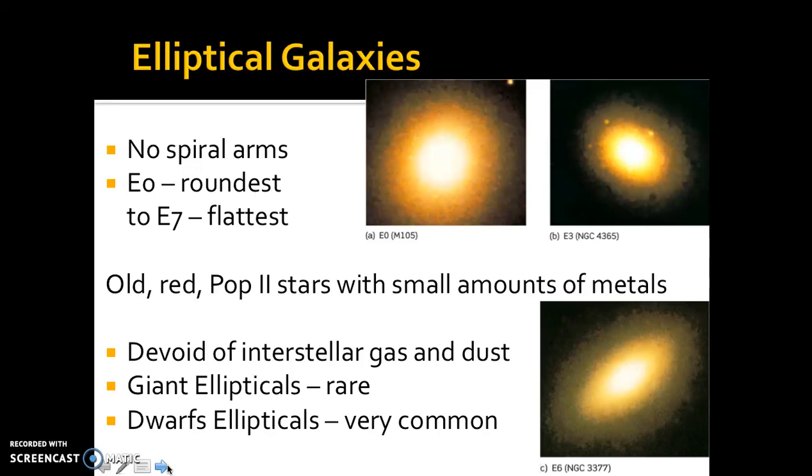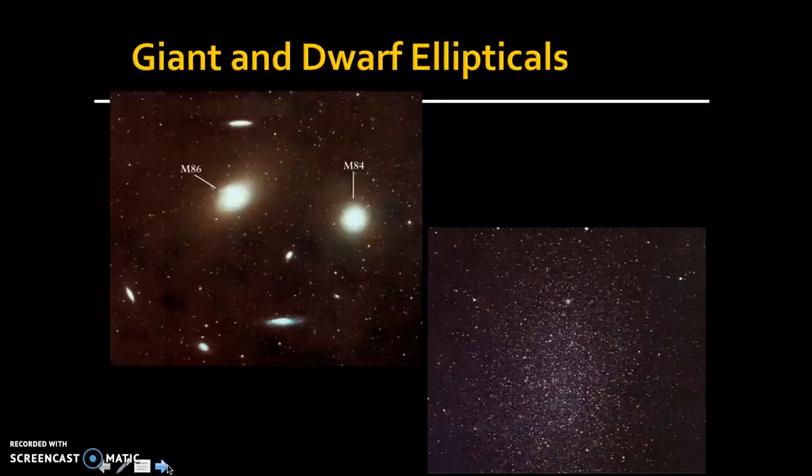So elliptical galaxies are pretty unique, okay? One of the main unique things about them is they are devoid of interstellar gas and dust, meaning that they don't have a lot of interstellar gas and dust. Instead, they are made up of old population 2 stars with small amounts of metals. So these are like old, red, and dead galaxies, okay? We see two main types of elliptical galaxies. We see large giant ellipticals and dwarf ellipticals. These giant elliptical galaxies aren't very common, but they are huge, whereas dwarf elliptical galaxies, shown in the lower right-hand image, are much more popular.